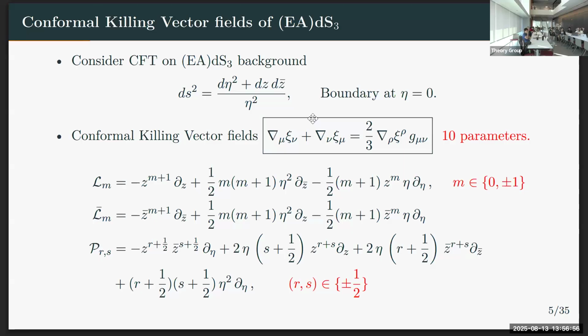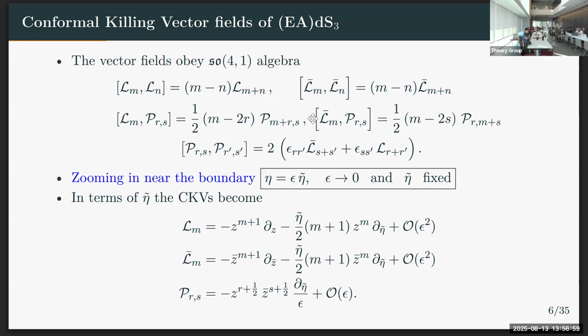Now, let's say I try to find the commutators of these vector fields. What I will see is that these vector fields obey the SO(4,1) algebra, which is the conformal algebra of Euclidean AdS3. So you can see that curly L_M and curly L bar M form two copies, so together they form the SL(2,C) algebra, which is the conformal group SO(1,3), and P_RS transforms like a vector under these curly L_M and L bar M, and their commutator closes to curly L bar and curly L. So that's the structure of my SO(1,4) algebra.